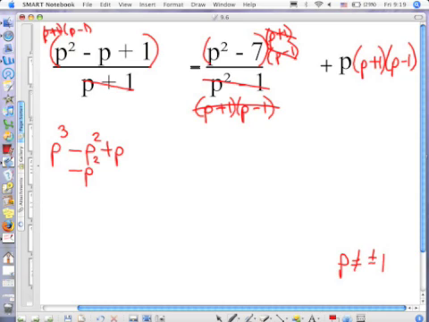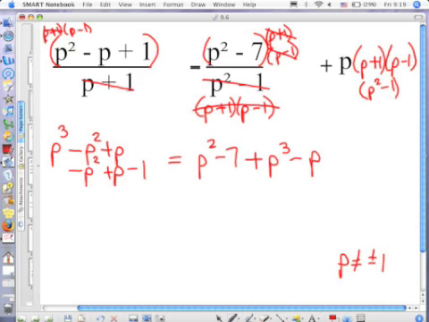I'm going to put my like terms together right now. Plus P minus 1. On the other side of the equal sign, P squared minus 7. And this is P times what? P squared minus 1, which is P cubed minus P.